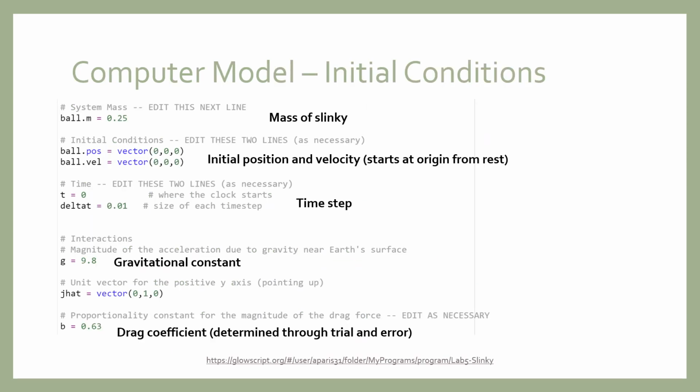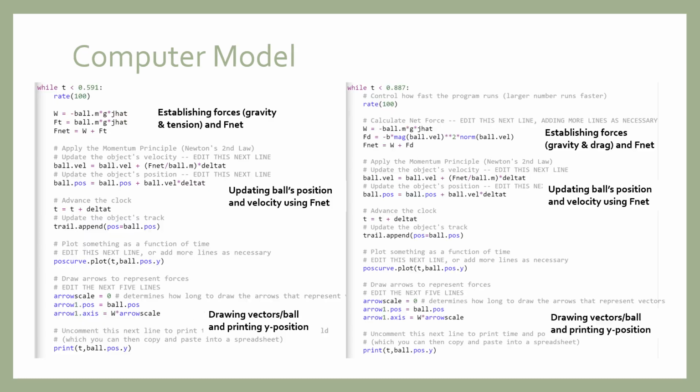Here are the initial conditions I set in my computer model. I linked the rest of the code in the slide if you want to take a look at it. I set the mass to 0.25 kilograms as the internet provided that was the mass of a slinky. And the initial position was the origin as that was one of my assumptions, and the constants are either known or estimated through trial and error.